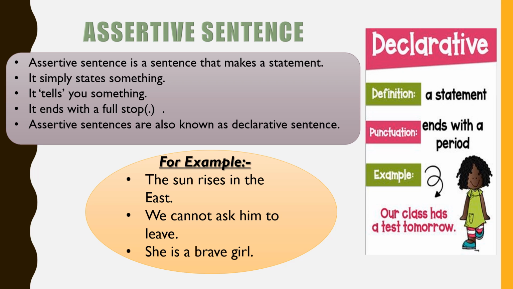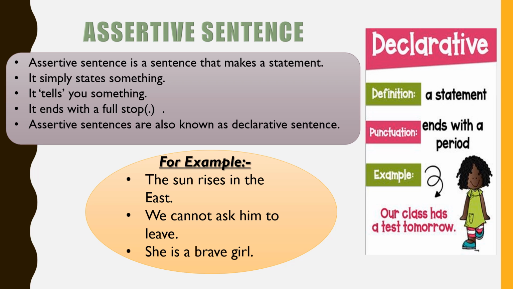An assertive sentence is a sentence that makes a statement. It simply states something. It tells you something. It ends with a full stop. So a normal statement ends with a full stop, or we can say it ends with a period. Period means a full stop. Assertive sentences are also known as declarative sentences.